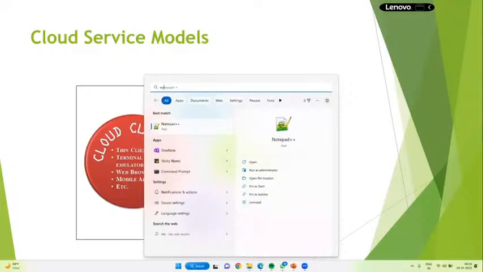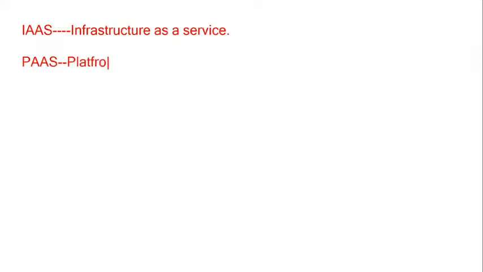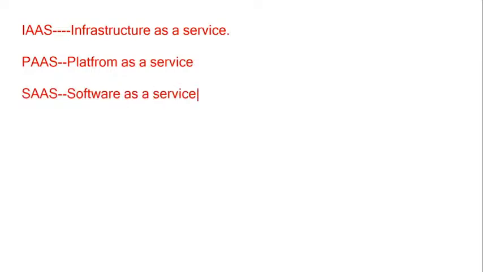So private cloud, public and hybrid cloud. Service models. One is infrastructure as a service. One is platform as a service, PaaS. Platform as a service. What is that? And software as a service. Why have they categorized them into these three types of cloud service models?